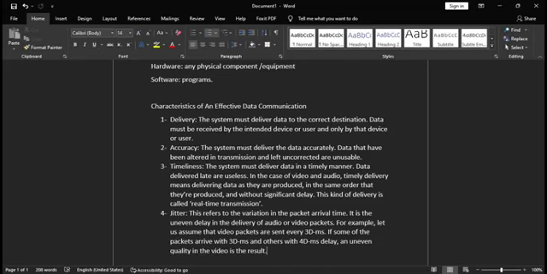So when there is a delay in the delivery of audio or video packets, for example, the example given here is a video packet that is sent every 3D milliseconds. If some of the packets arrive with 3D milliseconds and others with 4D milliseconds delay, an uneven quality in the video is the result.